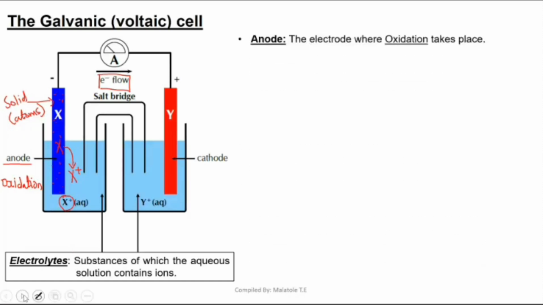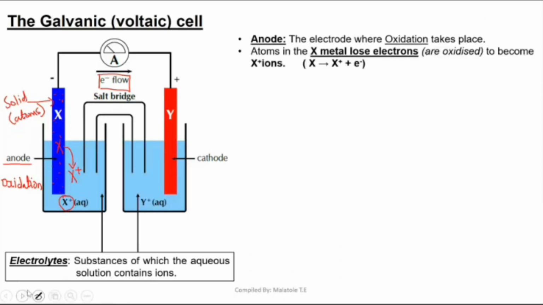And we are saying the anode is the electrode where oxidation takes place, as you can see on the top right there. The anode is this one, the blue one. How does the oxidation take place? Now, bullet number 2, we are saying atoms in the X metal, the X metal is our anode, are oxidized to become X+ ions.